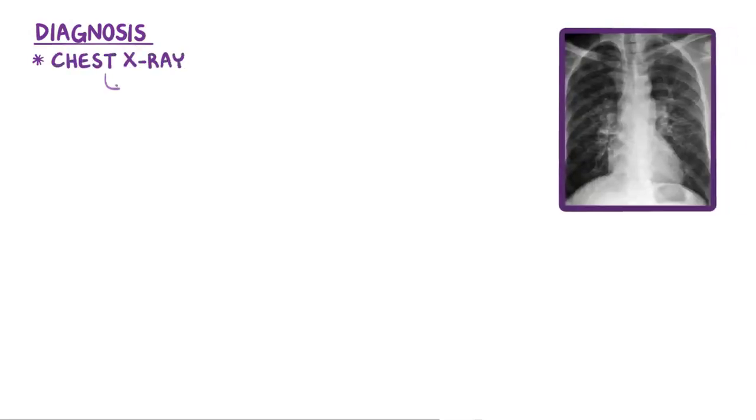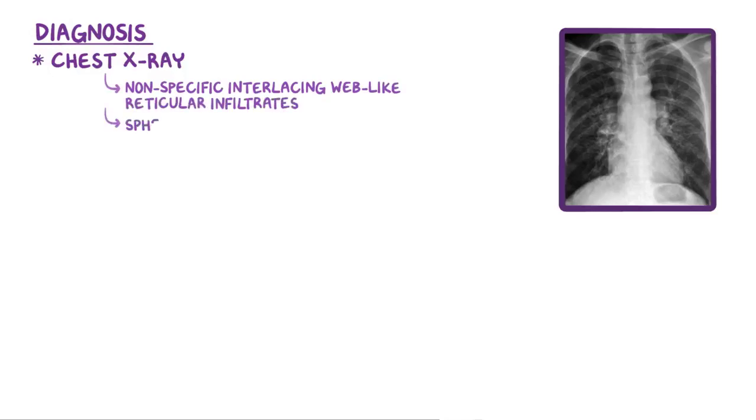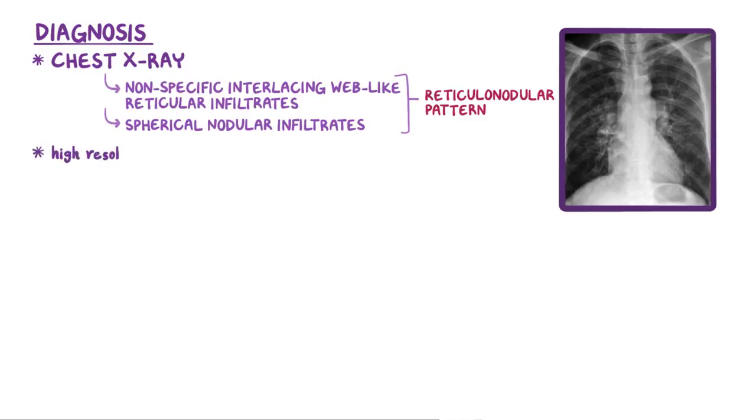When a DPLD is suspected, the best initial test is a chest X-ray, which usually shows nonspecific interlacing web-like reticular infiltrates, or spherical nodular infiltrates, or a combination of both, called a reticulonodular pattern. And then after a chest X-ray, the next step is a high-resolution computed tomography, or HRCT scan. The HRCT gives more anatomical detail than the plain X-ray, and may show specific manifestations.